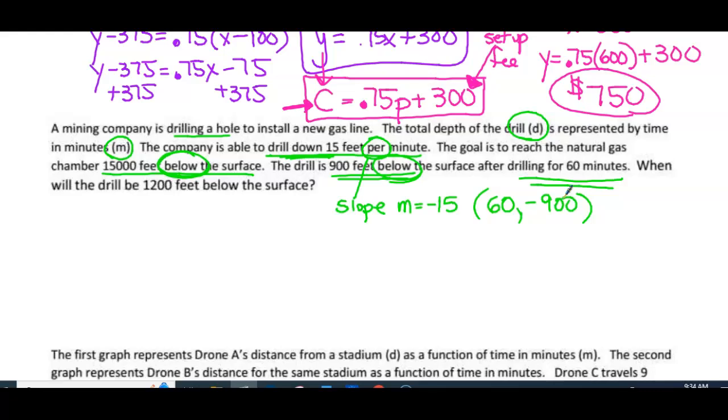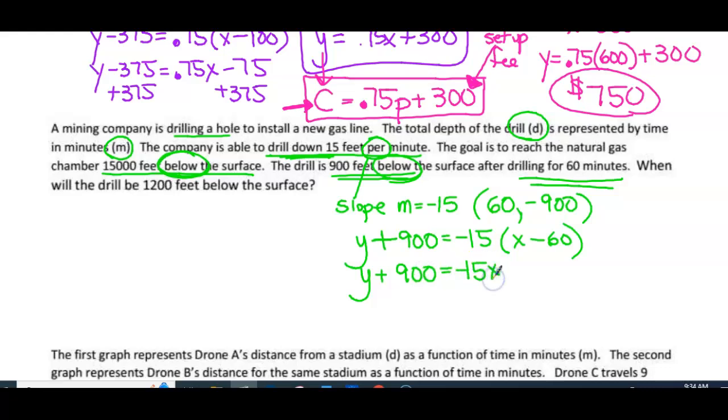So if they're 900 feet below, we must use the ordered pair 60, negative 900. So we're going to put this in point slope. Y minus negative 900 equals negative 15, x minus 60. So I see something ugly here. I'm going to change this minus to a plus. That becomes y plus 900. And then we're going to distribute on the right. Y plus 900 equals negative 15x plus 900.